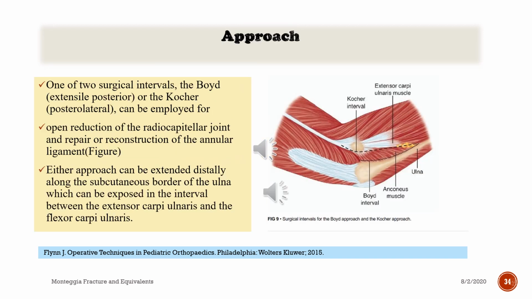One of two surgical intervals, the Boyd, extensile posterior, or the Kocher, posterolateral, can be employed for open reduction of the radiocapitellar joint and repair or reconstruction of the annular ligament, figure. Either approach can be extended distally along the subcutaneous border of the ulna, which can be exposed in the interval between the extensor carpi ulnaris and the flexor carpi ulnaris.